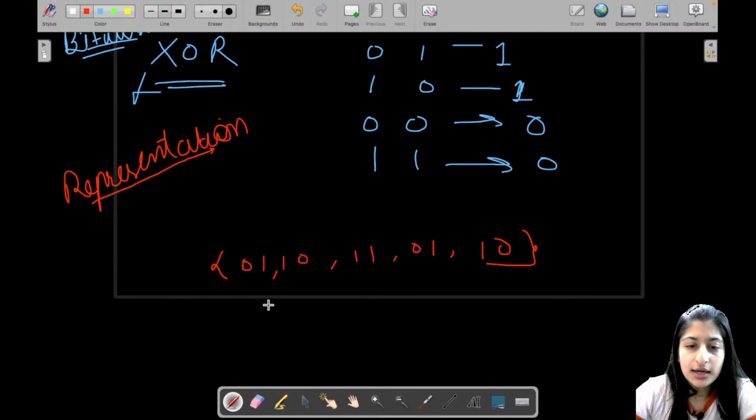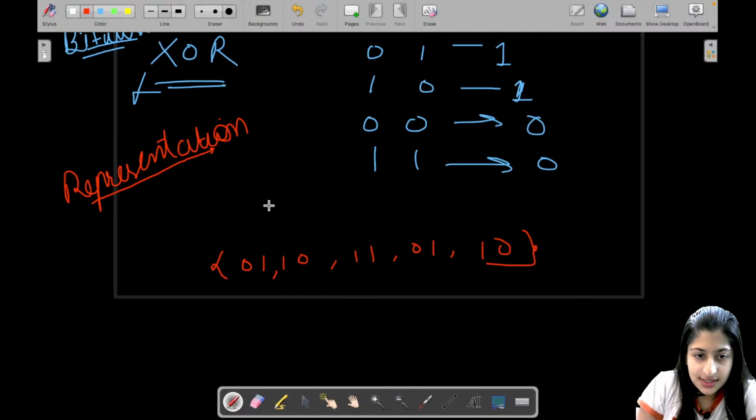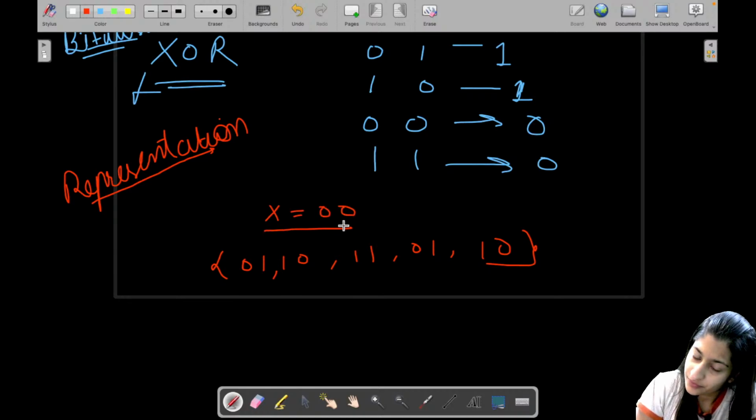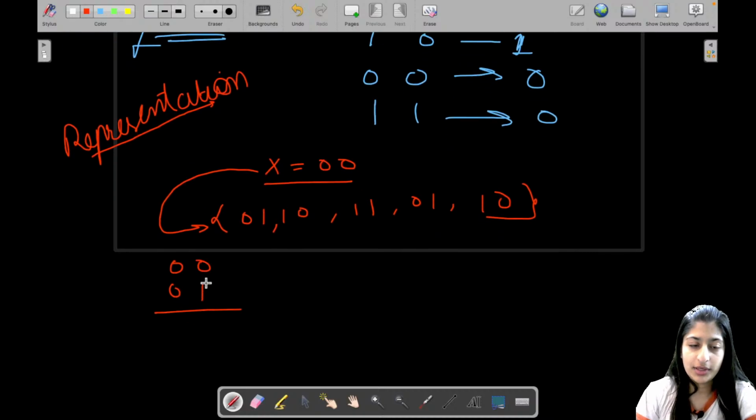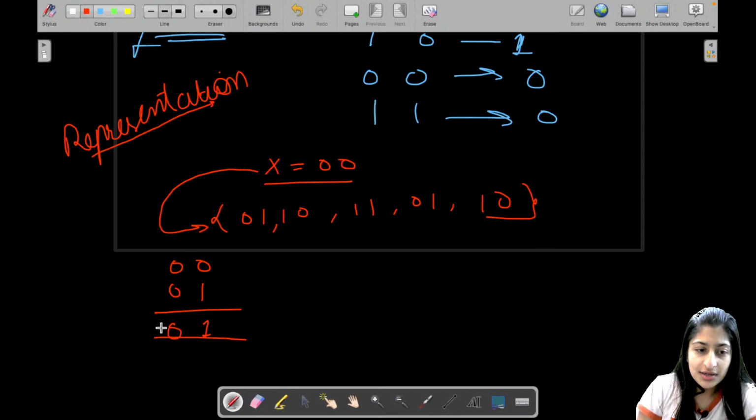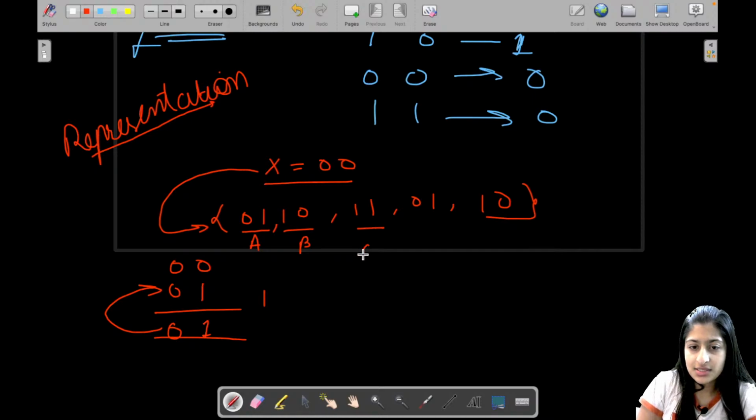Now if you use, let's take some number x equal to 0 0, fine. Now tell me, if I do x XOR with this first number, what am I going to get? So 0 0 doing its XOR with 0 1, what is your resultant going to be? Different bits 1, same bit 0. So do you see the resultant is exactly equal to this number? Let's say this number is a, this number is b, this number is c, this number is again a, this number is again b.